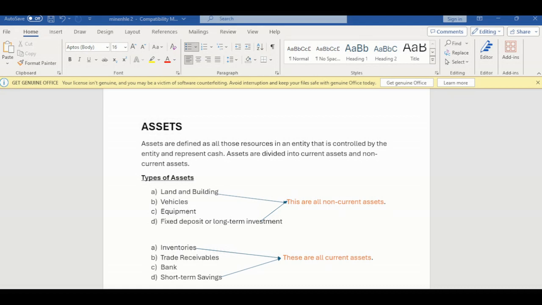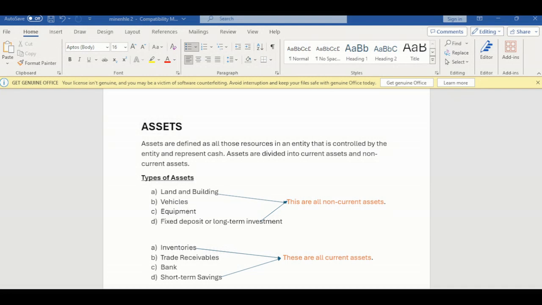Equipment. And then the fixed deposit or long-term investment is all about surplus funds which are not going to be needed in the foreseeable future, and can be deposited as a fixed deposit with a bank or other financial institution. It can be an investment. You can take a sum of money and deposit it into the bank, and then you will get interest each and every year.